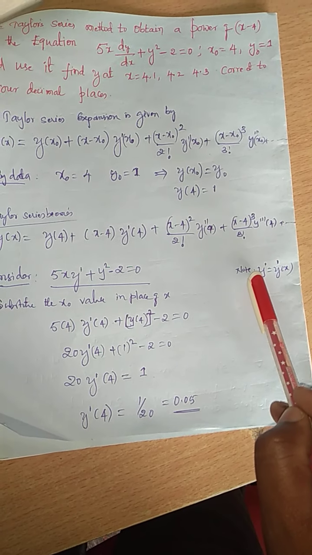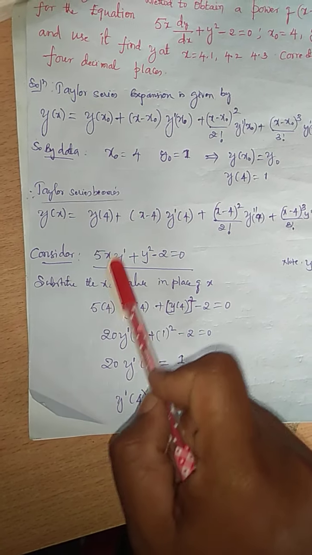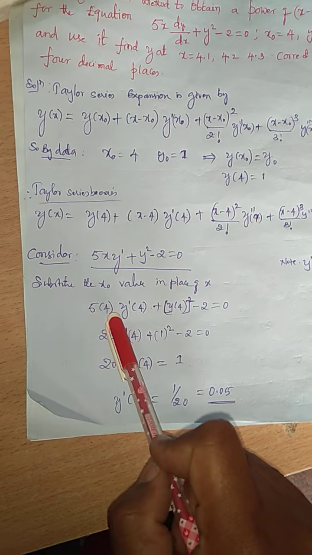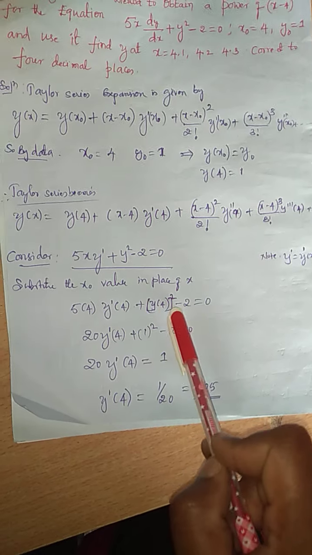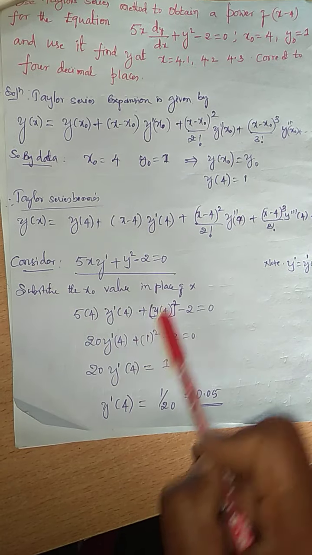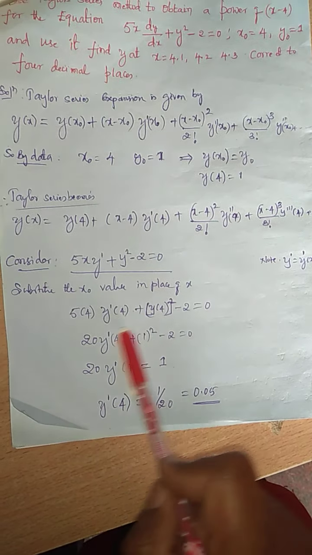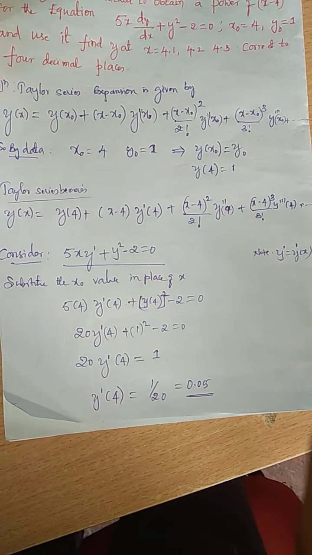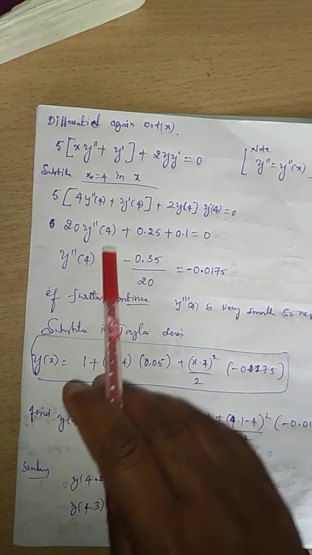Since y' is y'(x), substitute x₀ in place of x: 5 into 4 y'(4) + y(4)² − 2 = 0. 5 into 4 is 20, so 20 y'(4) + 1 − 2 = 0. Solving this equation for y'(4), it becomes 1/20, which is equal to 0.05. Understood?